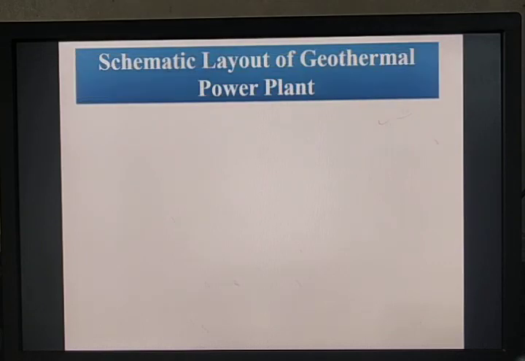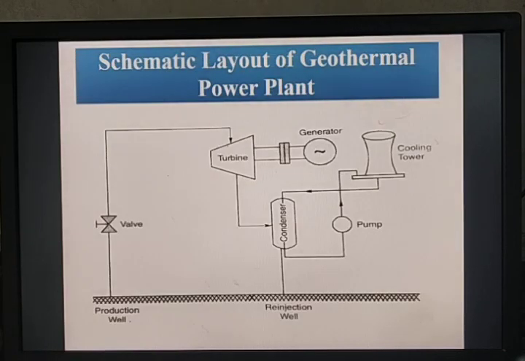Now we are looking at the dry steam geothermal plant. Geothermal power stations are similar to other steam turbine thermal power stations, in that heat from a fuel source is used to heat water. You can observe here two bore wells: one is the production well, and the other is the re-injection well. The remaining section is similar to the thermal power plant.